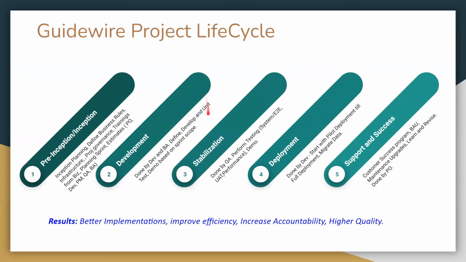So once the development is done, the next phase is called stabilization, which is also called the testing phase. The stabilization phase is done by the quality analyst. Sometimes the performance testing, integration testing and automation testing, everything will be done in this stabilization phase itself. And sometimes once the sprint is going to end, right?